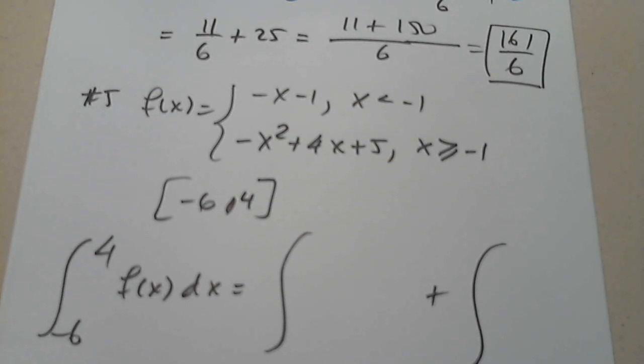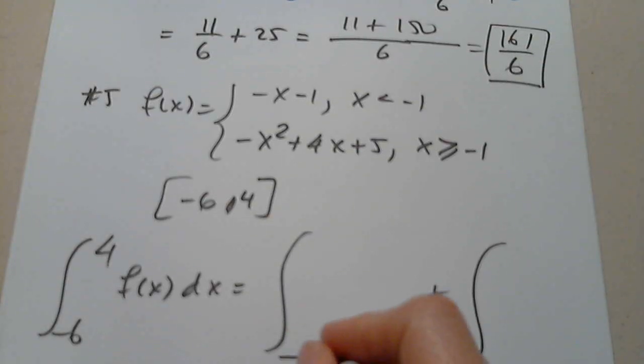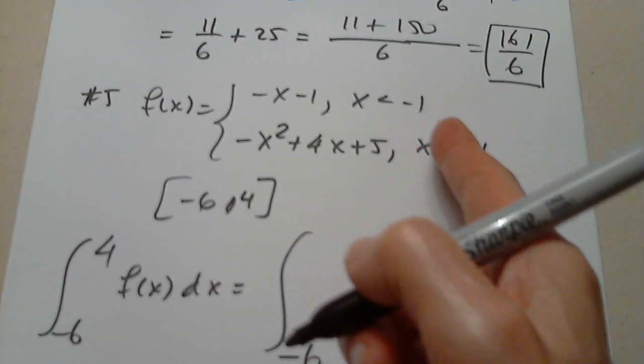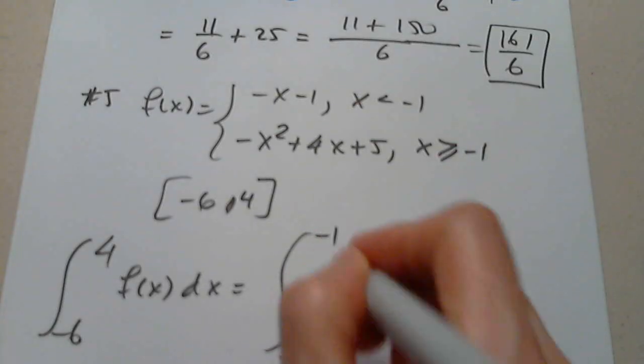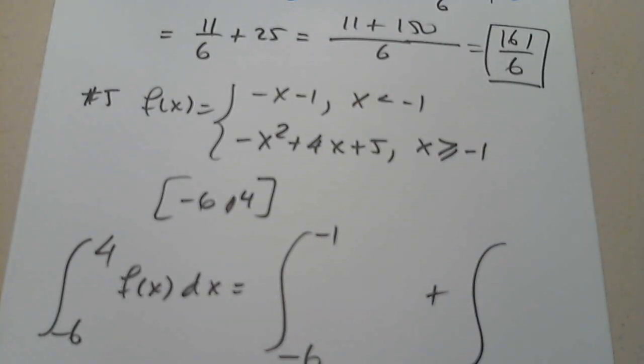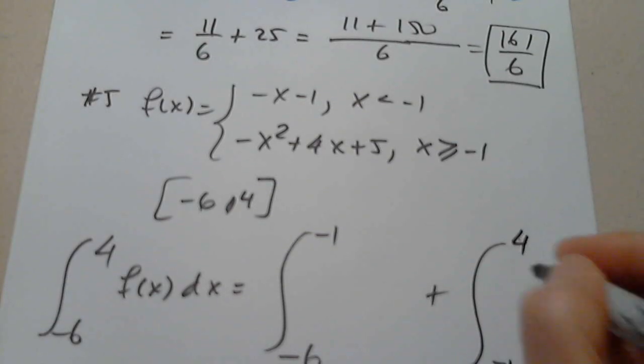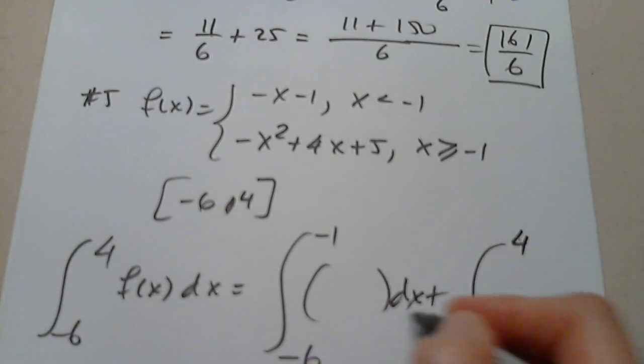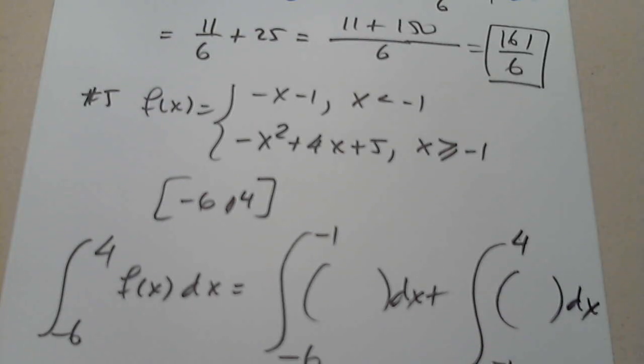Is it negative 6 to 0? Negative 6 to negative 1 this time. The split is at negative 1, not at 0. Yes, sorry. Perfect. Plus. Very good. Plus. The other one's negative 1 to 4. Very good. The first one is from what dx, and the second one is from what dx.